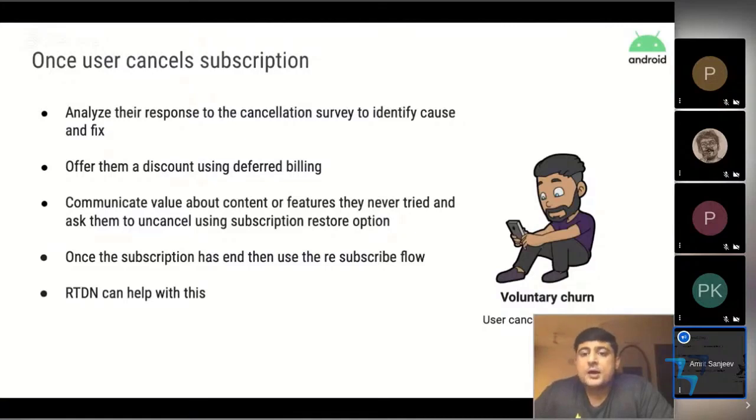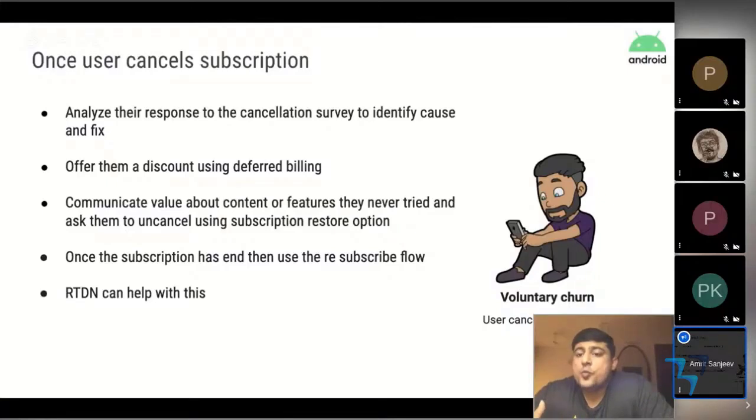Sometimes you can offer a discount through deferred billing, by which I mean if the user cancels a subscription completely, the next time they try to resubscribe, you want to give a completely different SKU there, which maybe is giving a discount or maybe giving a free trial, which entices the user to come back and subscribe all over again.